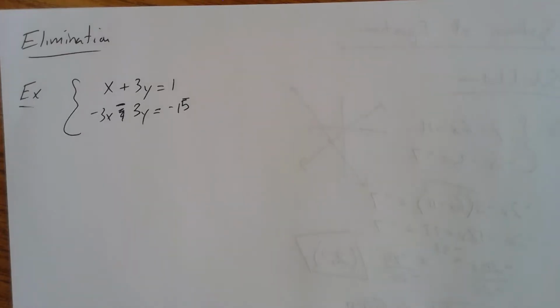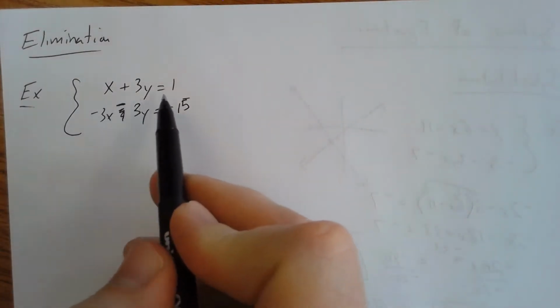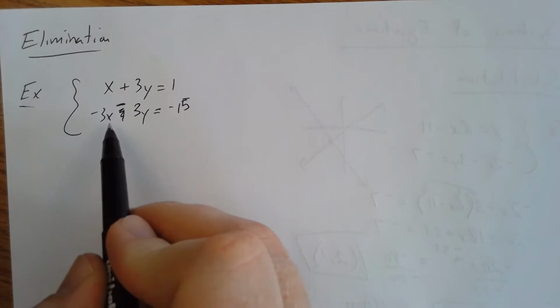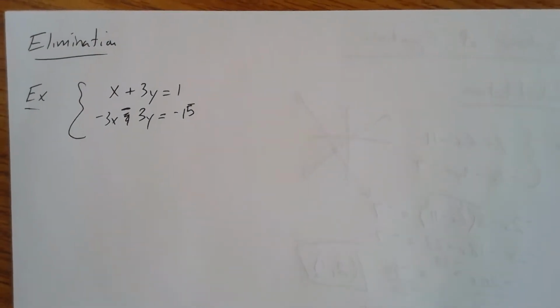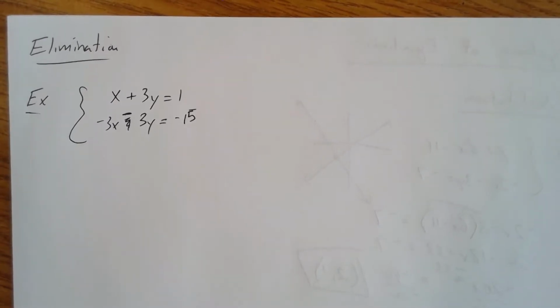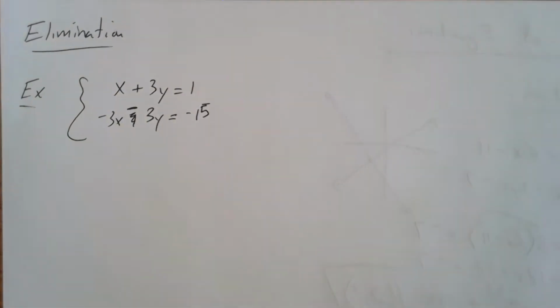In this video, we'll be using elimination to attempt to solve a system of equations. This particular system has the two equations x plus 3y equals 1 and negative 3x minus 3y equals negative 15. Again, we could use substitution by solving for one of the variables, but it just doesn't seem like a viable, smooth option.